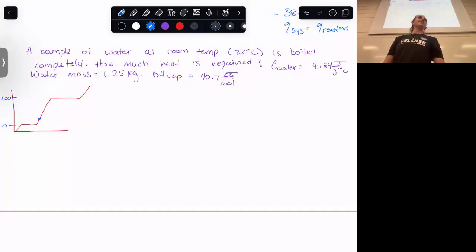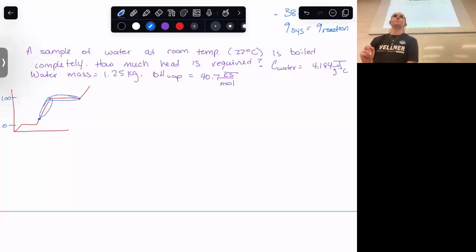If we're boiling completely, where do we end? We end at delta H vaporization, but where along the line? Are we right at the first corner of our horizontal line or the second corner? The second one, right? We have to go all the way to our second one in order to boil completely off all of our water. So we need this portion here and we need this portion here.